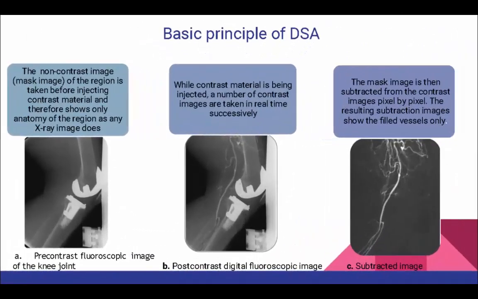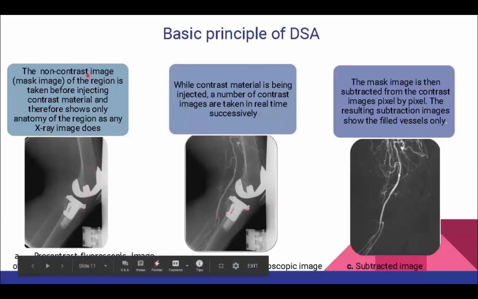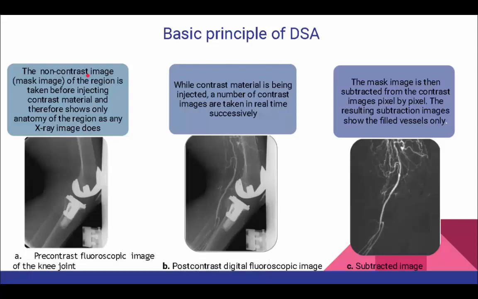Now I would like to talk to you about the general principle of DSA. As the name implies, DSA is performed by digitally subtracting two images. The first image is the non-contrast image or the mask image, and this image is taken before we inject the contrast material. It only shows the anatomy of the region as any X-ray image does. You can see from this image, this is the pre-contrast fluoroscopic image taken before the injection of contrast agent.